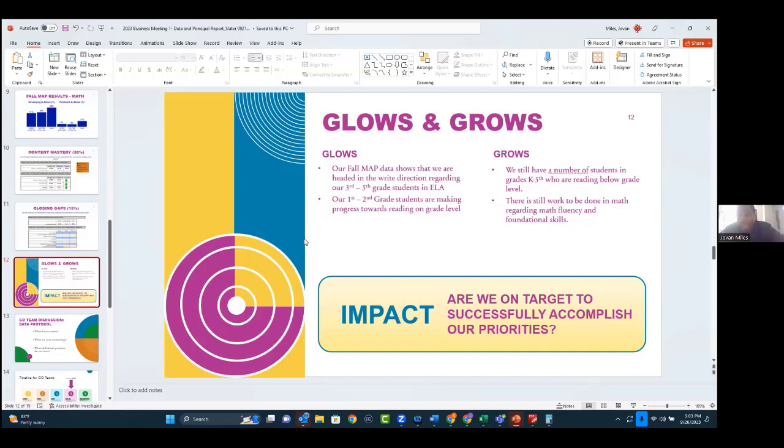But I believe that we're on target to accomplish our priorities. Our academic goals, I think we need to look at them like a marathon and not a sprint, because we're slowly moving kids through the different achievement levels. And as new challenges come up, we have to do some troubleshooting to figure out how to best meet the needs of individual students and families.